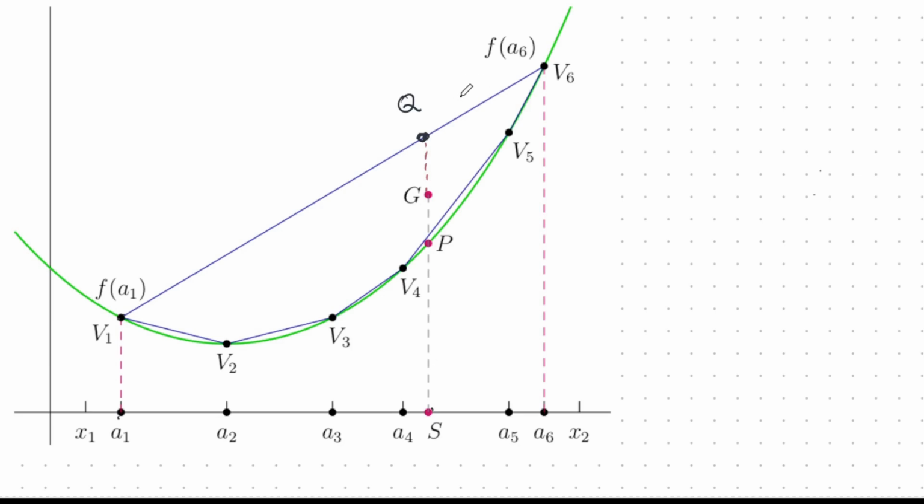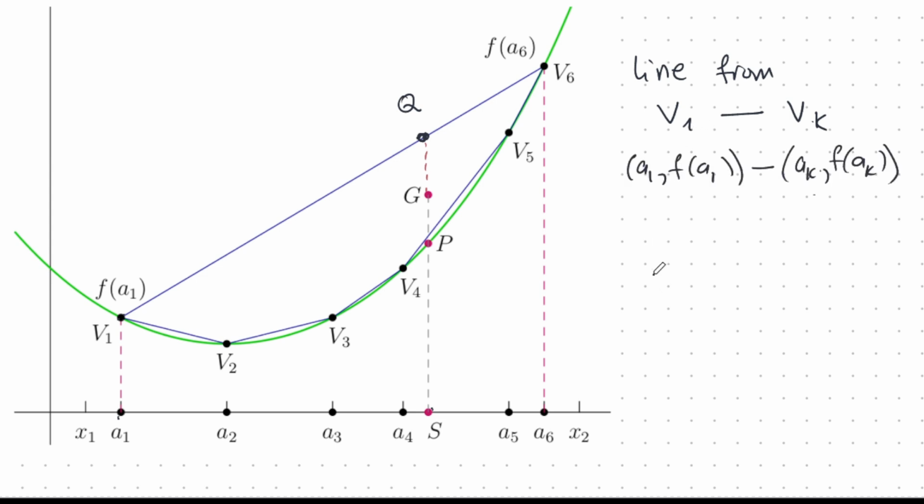Our first job is to find Q. And you'll notice that Q lies on a line. It's the line from vertices V1 to the last one, VK. And in terms of coordinates, it's A1, F(A1), and AK, F(AK). Now, if we look at this carefully, it's kind of interesting to notice that A1 is actually the minimum of all these A's, and AK is the max.